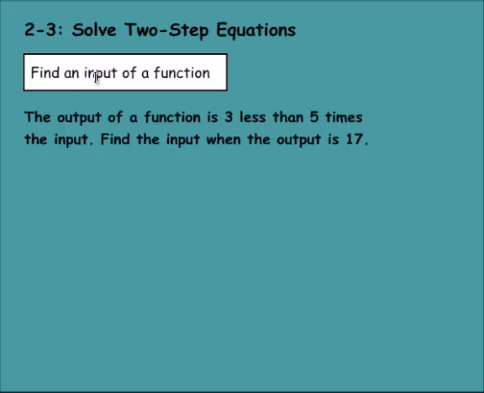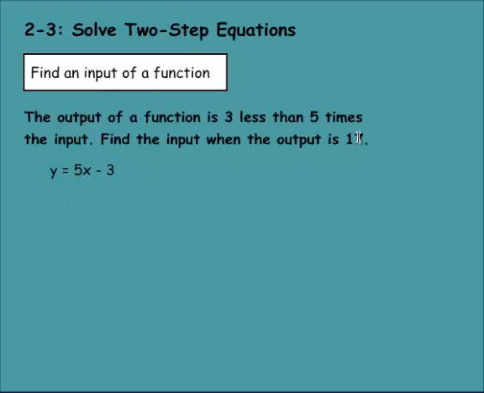Now let's find an input of a function, basically just writing out a two-step equation. The output of a function is 3 less than 5 times the input. So find the input when the output is 17. If we're going to write this out, output is always y, right? So it's y equals 3 less than 5 times the input. Okay, so it's 5 times the input and then 3 less than that, huh? So it'd be 5 times x, then minus 3.